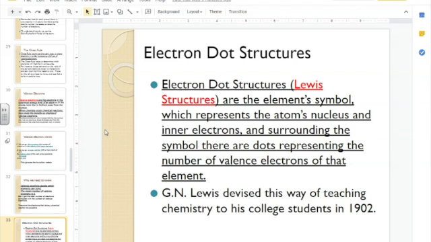Lewis structures. So now I'm going to go over what Lewis structures are. They're also called electron dot structures, but it's the same exact thing. They are the element symbol, which represents the atom's nucleus and inner electrons, and surrounding the symbol there are dots representing the number of valence electrons of that element.